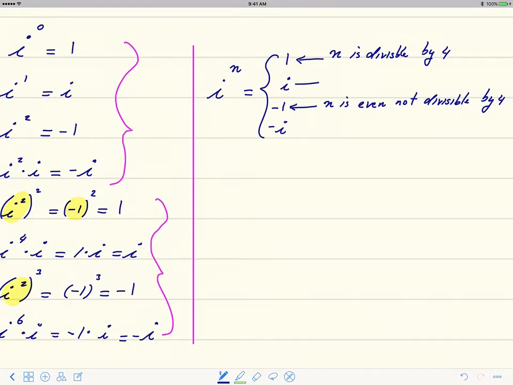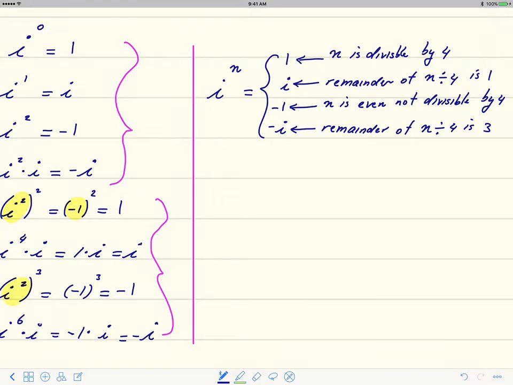Next, let's take a look at i and negative i. The answer is going to be i if the remainder of n divided by 4 is 1. And the answer is going to be negative i if the remainder of n divided by 4 is 3. Now that's a lot to remember.